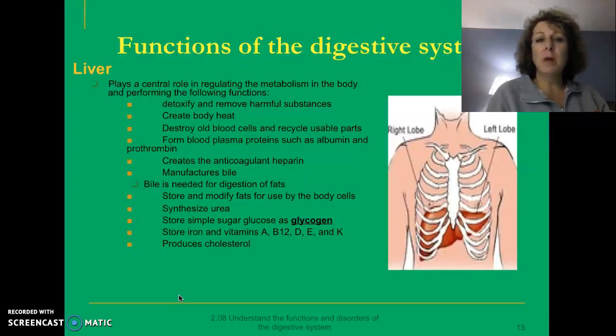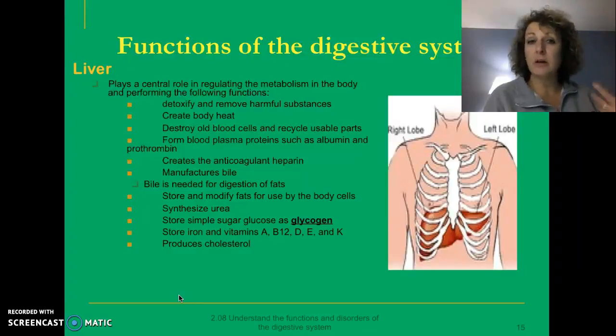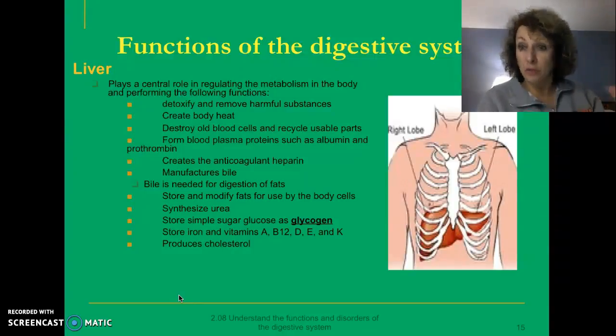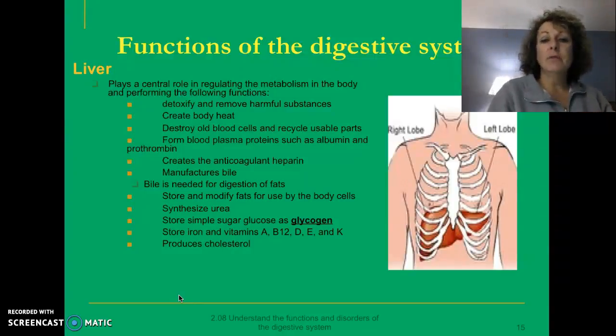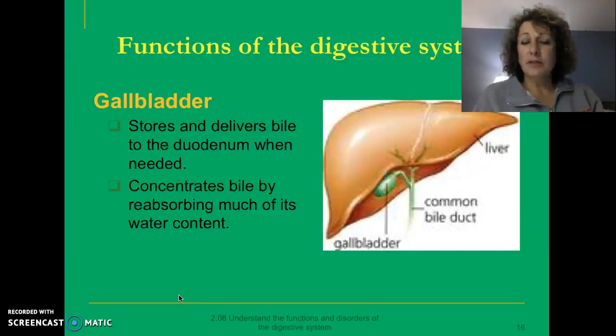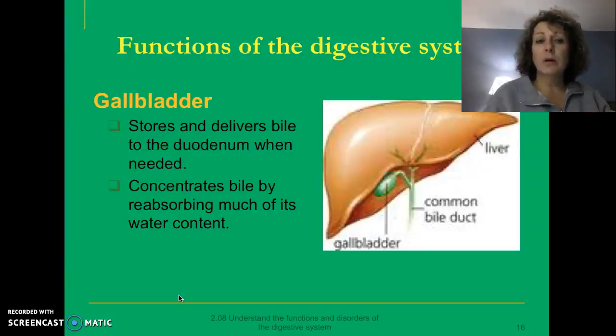It also does some other very important jobs as well, such as creating plasma proteins and albumin and prothrombin, which helps us not to bleed to death. The anticoagulant helps us not to have too thick of blood. So it has a lot of purposes in our body. All right, the gallbladder secretes that bile, and that aids in digestion as well.